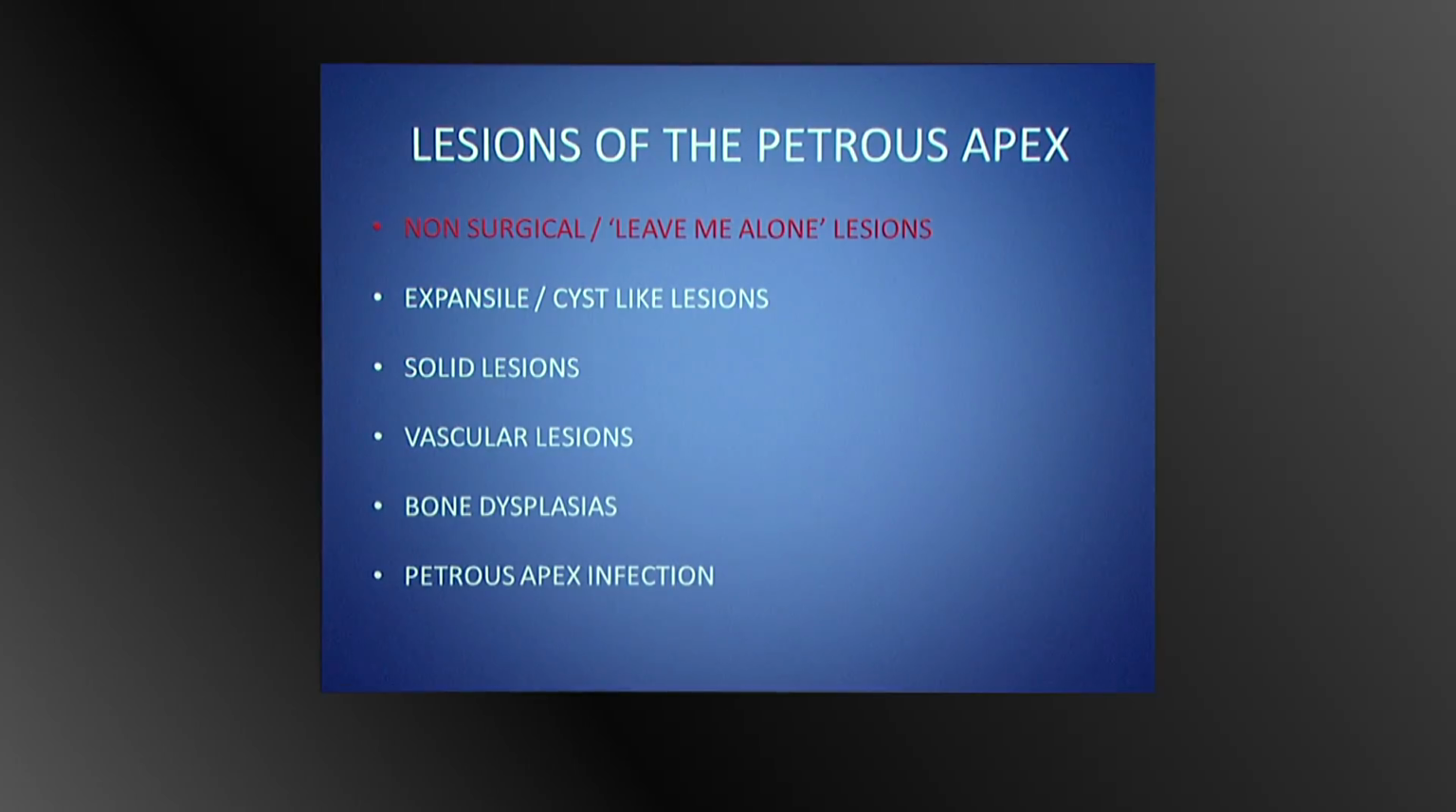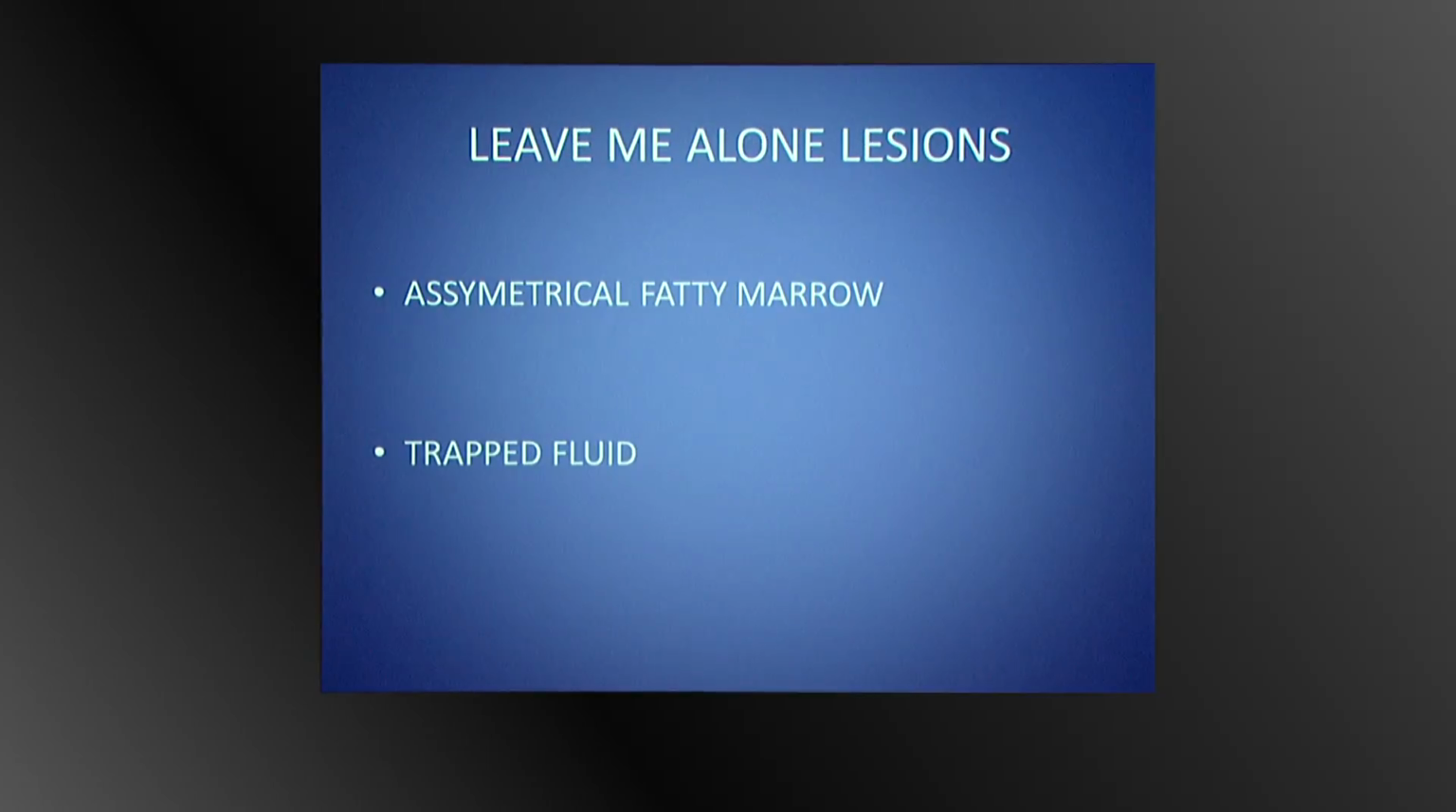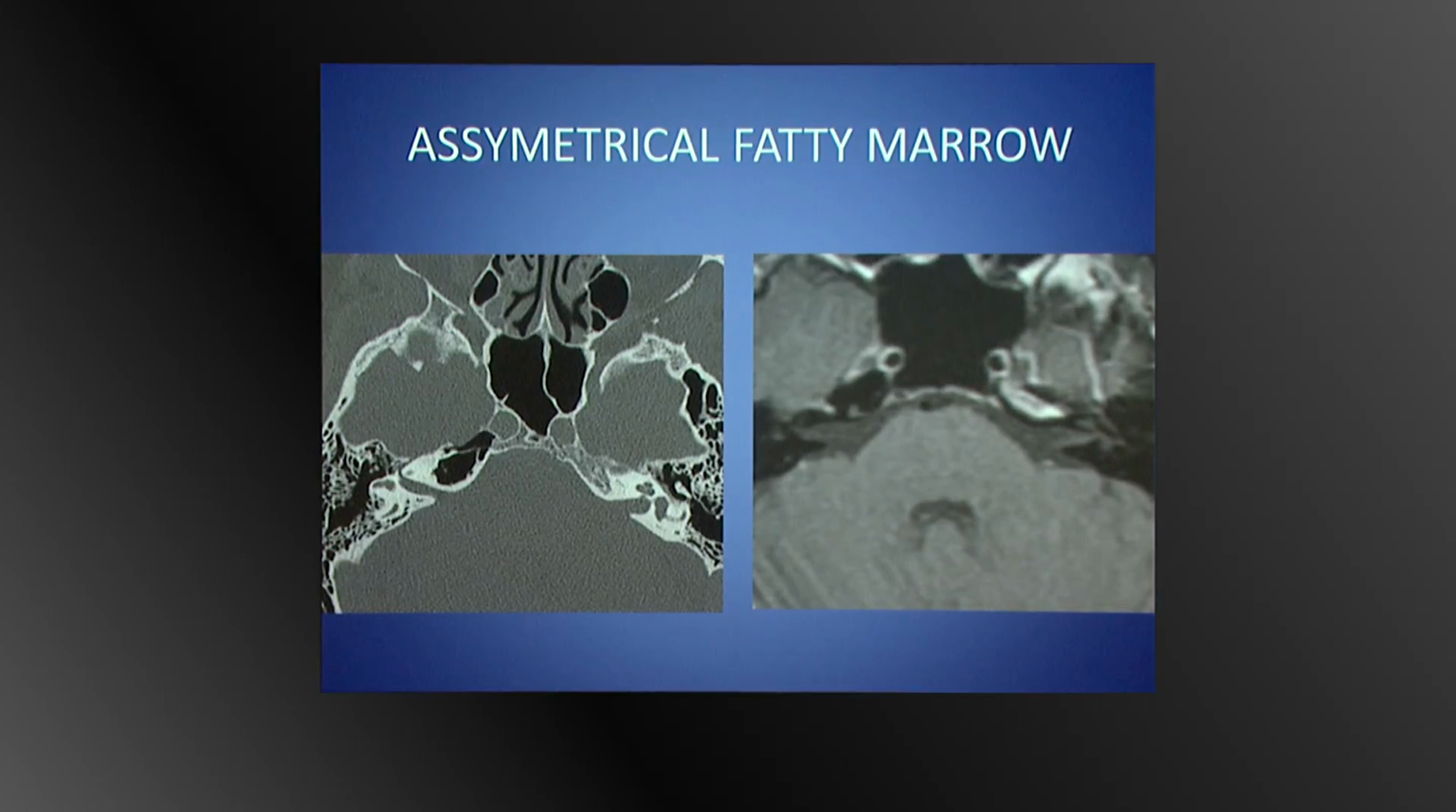So starting at the beginning, and I make no apologies for emphasizing this, we have to decide what is important, what is not important. In other words, what is a leave-me-alone lesion? And the two leave-me-alone lesions are asymmetrical fatty marrow and trapped fluid. The fatty marrow I've already alluded to, in that 5 to 10% of people have pneumatized asymmetrical apices.